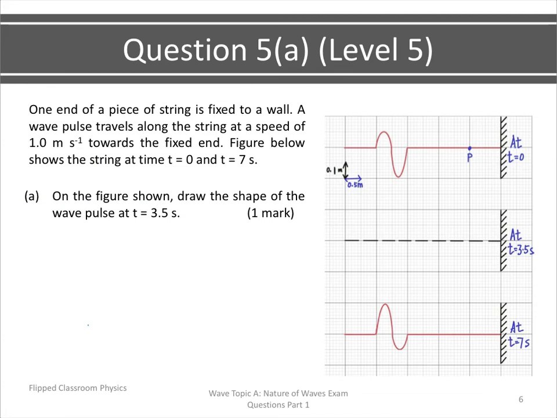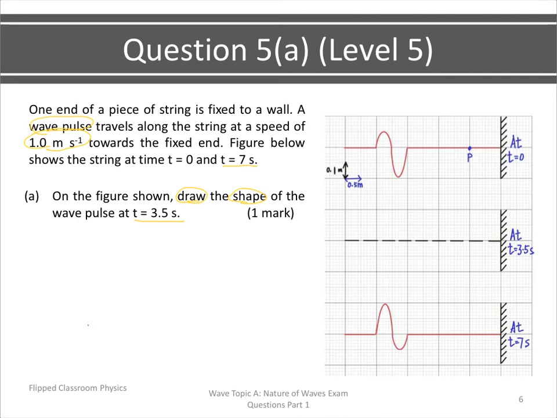Question 5. One end of a piece of string is fixed to a wall. A wave pulse travels along the string at a speed of 1 meter per second towards the fixed end. The figure below shows the string at time t equal to 0 and time equal to 7 seconds. You are asked to draw the shape of the pulse at the time equal to 3.5 seconds.